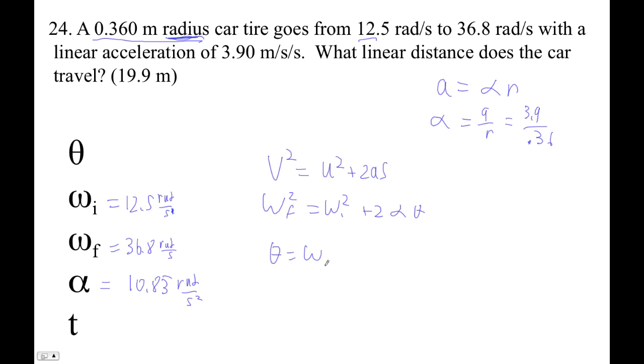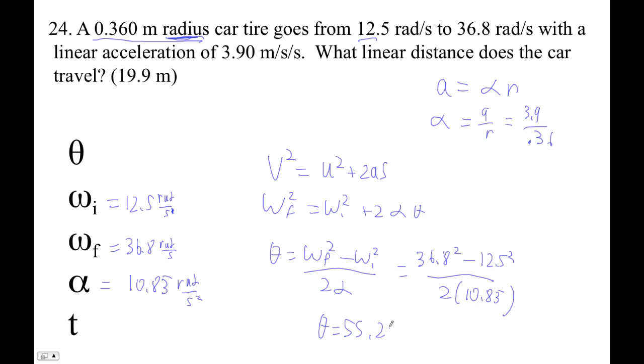Theta is going to be omega final squared minus omega initial squared over 2 alpha. So that's going to be 36.8 squared minus 12.5 squared divided by 2 times 10.833 repeating. So parentheses 36.8 squared minus 12.5 squared, right parenthesis, divided by 2 divided by, I'm just going to grab that answer there, 55.2918. And that's radians, right?